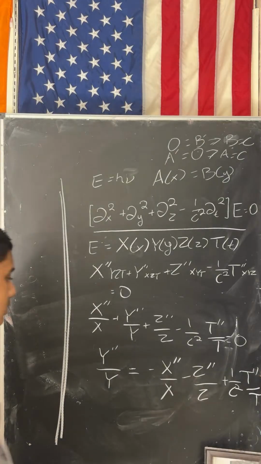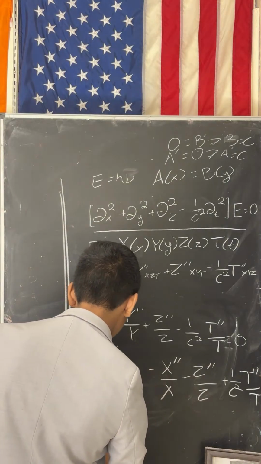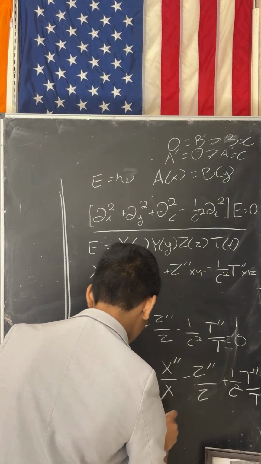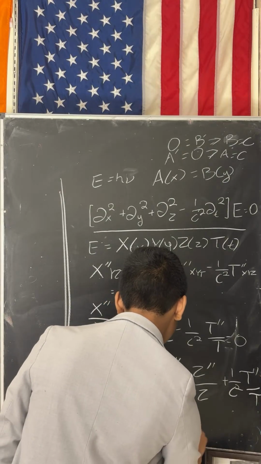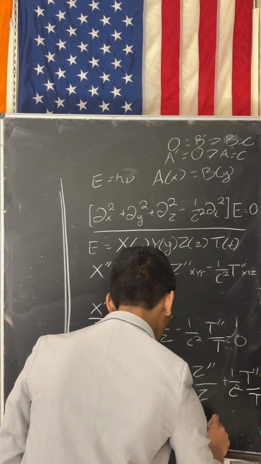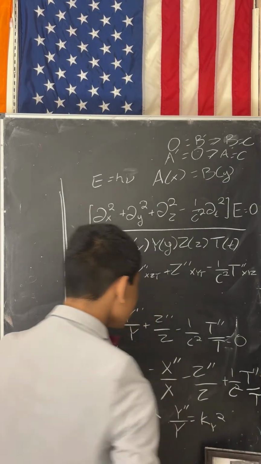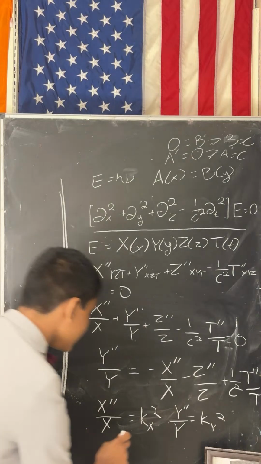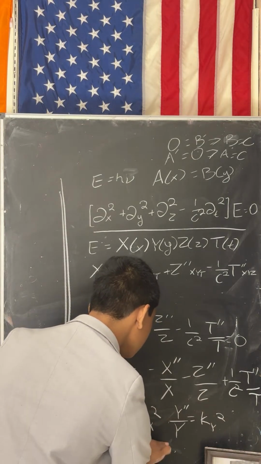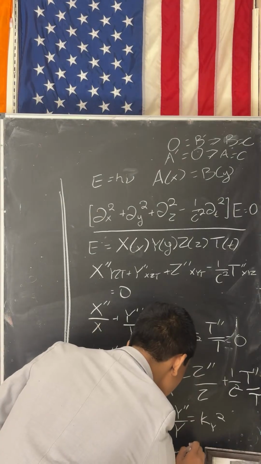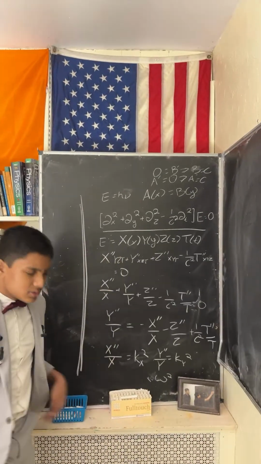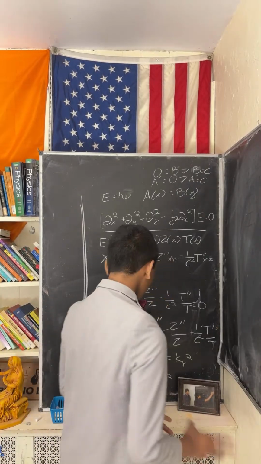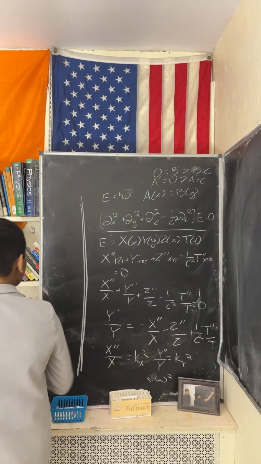So there we go. That means that x prime prime over x is equal to, let's call it kx squared. Y prime prime over y is equal to ky squared, and so on. But since t is time, not space, it gets a different variable, namely omega. Now, once we have that, where do we go?